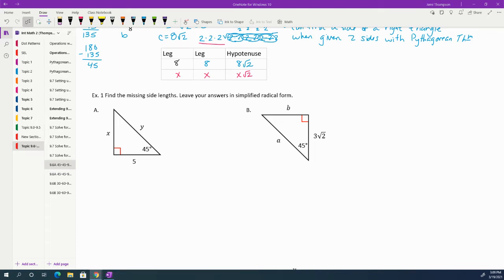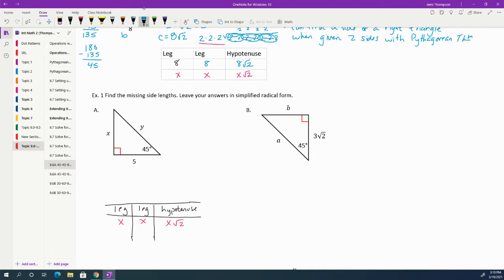I'm going to use this table in this explanation, but I'm also going to show you another way that I actually tend to use more often. You can pick and choose what works for you. So if I use this table idea for example A, I'm going to have a leg and a leg and a hypotenuse. And we know that legs are the same and the hypotenuse is square root 2 longer.